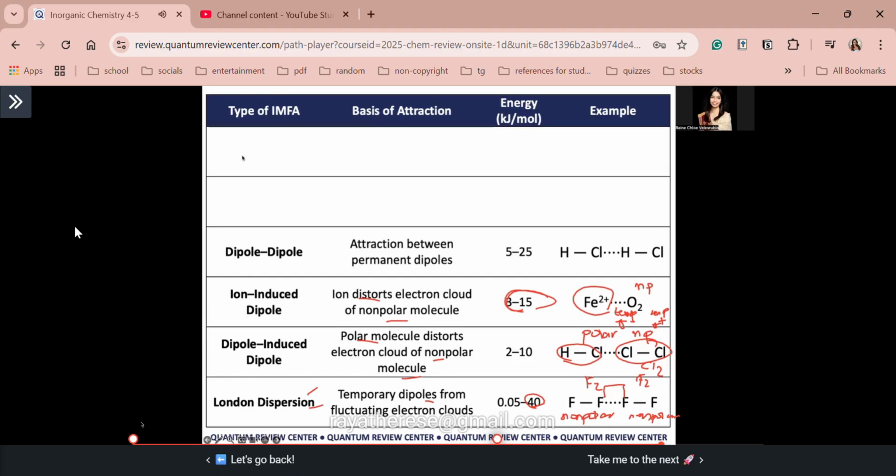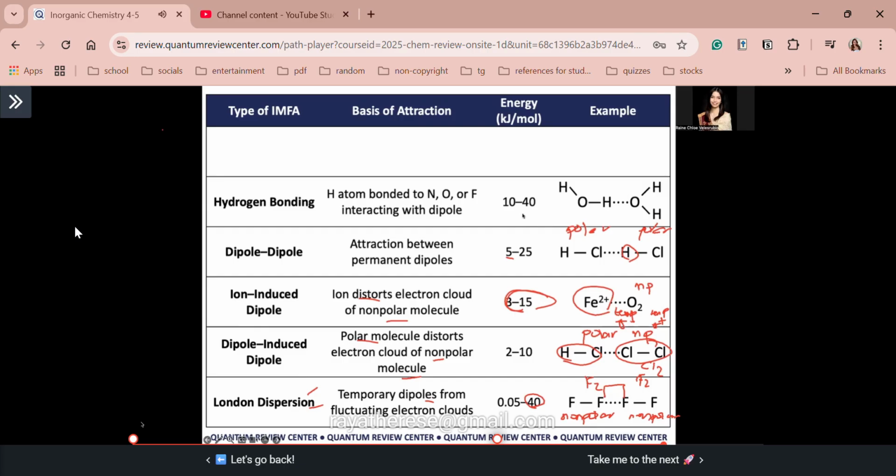Next is the dipole-dipole interactions. It is the attraction between permanent dipoles, meaning two polar molecules. And its energy is greater than ion-induced dipole, dipole-induced dipole, and London dispersion forces. An example is the attraction between two hydrochloric acid molecules. So they are both polar. So again, the partial negative charge of chlorine will be attracted to the partial positive charge of hydrogen from another polar molecule. Next, we have hydrogen bonding.